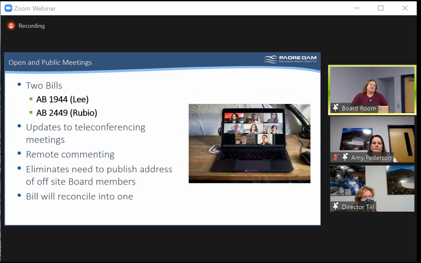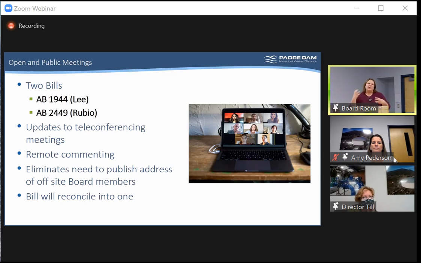The next topic is open and public meetings. So as you know, at the beginning of this meeting, we talked about AB 361. That bill is a short-period bill and sunsets at the beginning of 2024. There are 2 additional bills currently in the legislature that are being considered related to these teleconferencing and virtual type meetings. They are AB 1944 and AB 2449.